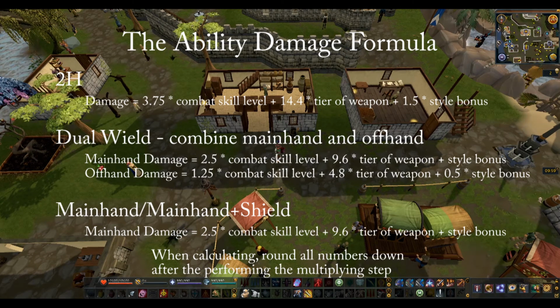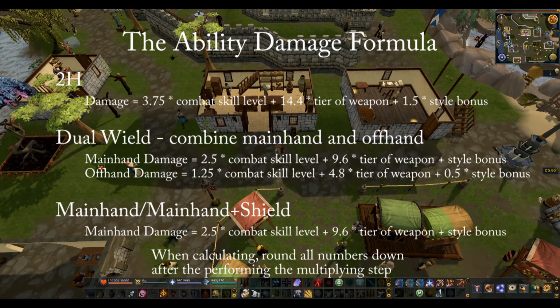For your main hand damage, you add 2.5 times your combat skill level, plus 9.6 times the tier of your weapon, plus your style bonus. For your offhand damage, you add 1.25 times your combat skill level, plus 4.8 times the tier of your weapon, plus half of your style bonus. If you're using just a main hand weapon or a main hand weapon plus shield, you calculate just the damage that the main hand weapon would use.